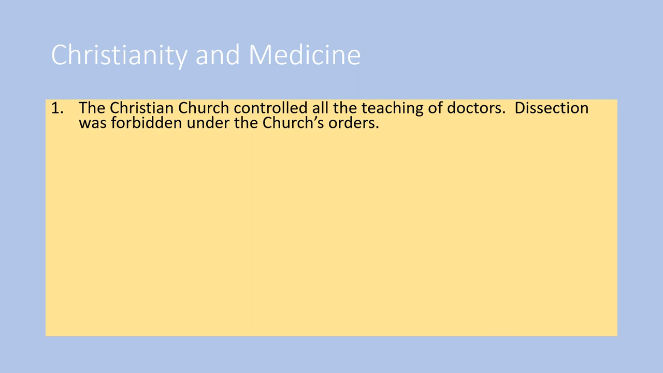So hospitals and Christianity and their role in medicine as well. As we've already discussed, the Christian church controlled all the teaching of doctors, and dissection was completely forbidden under the church's orders. The reason why you weren't allowed to dissect a body, and this belief extends back to the Greeks, the Romans and the Egyptians as well, was because you would need your body in the afterlife. That is what was believed. So that's why you couldn't cut up somebody's body. That is why, for instance, going back to the Egyptians, that is why they embalmed bodies. That's why they created mummies, because they believed people would need their bodies in their afterlife.